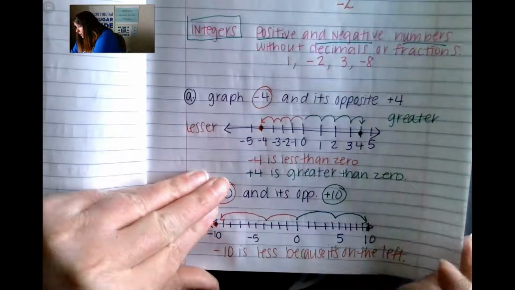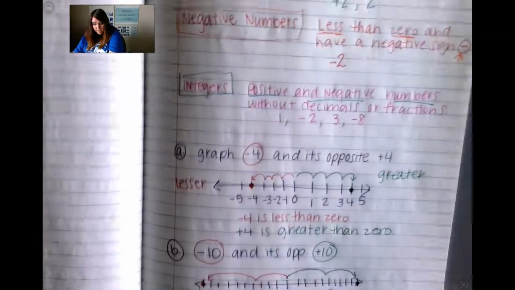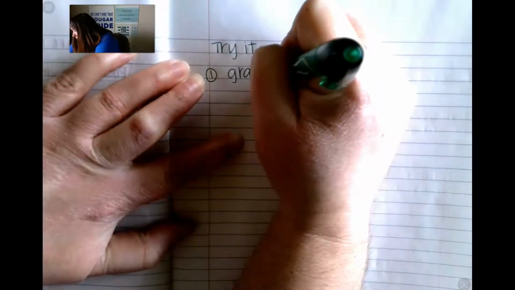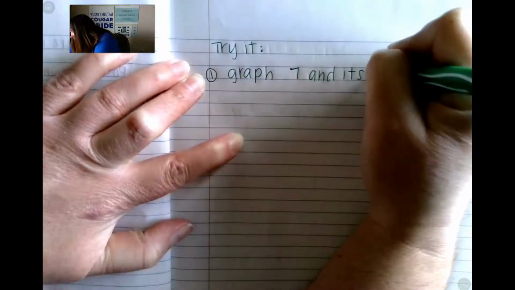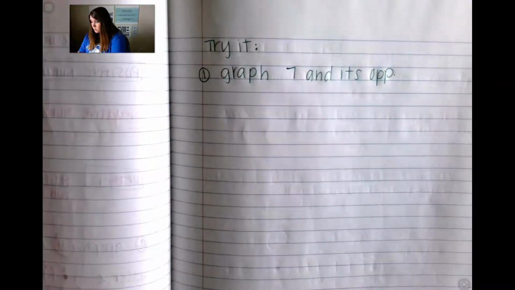Okay, so now I'm going to turn my page just so that we have some more space to work. We've graphed and we've done the opposite integer. Actually, let's do a try it because you haven't done one yet. Okay, so here's a try it. I want you to graph 7 and its opposite. Okay, so go ahead and hit pause right now so you don't hear me, and then come back when you are ready.